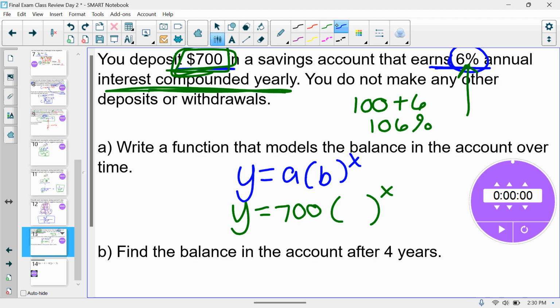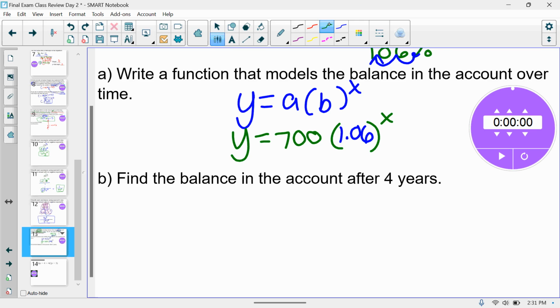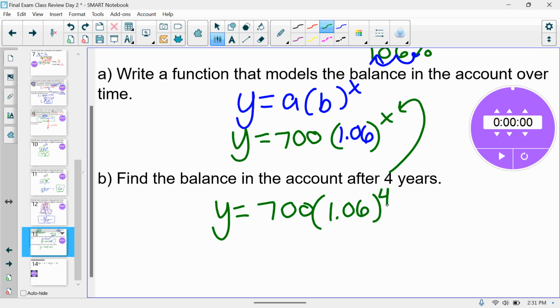So we need this number, if we change it to a decimal, we need it to be more than 1, right? Some of you just put 0.06. That would make it go down. Like, the graph would look like this. It would be decay. It's supposed to be growing. We need it to be over 100%. So then if we want to know how much money we're going to have after 4 years, we just fill in 4 here. So you would go to your calculator and do 700 times 1.06 raised to the power of 4. And you should get $883.73.